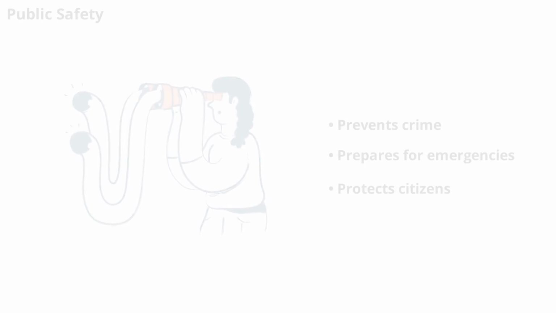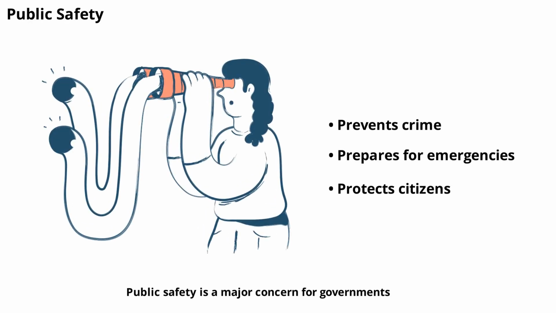Public safety is a major concern for governments, and many rules are designed specifically to keep people safe. This includes laws related to crime prevention, emergency response, and disaster preparedness. By establishing clear procedures and responsibilities, governments can respond quickly to threats and protect citizens from harm.